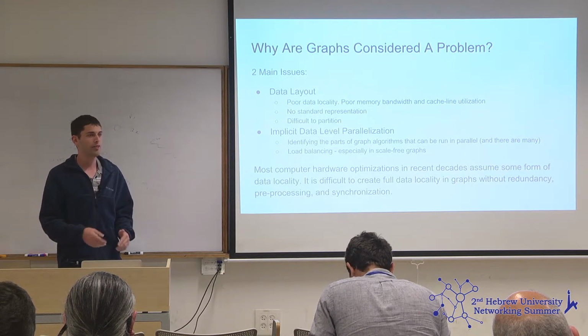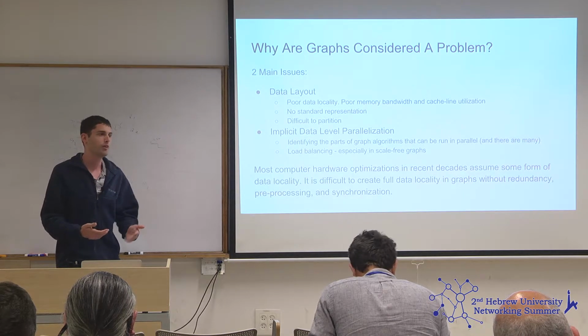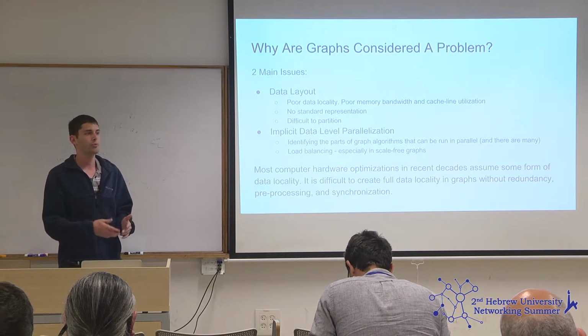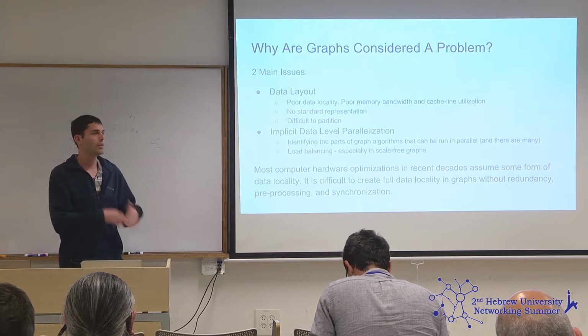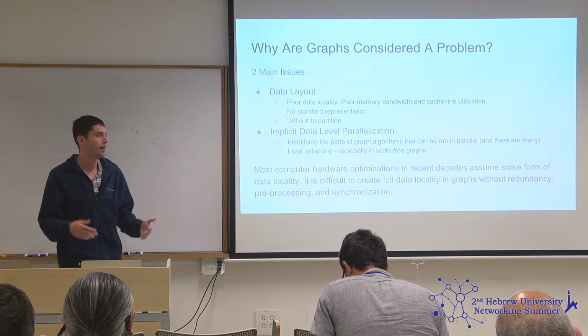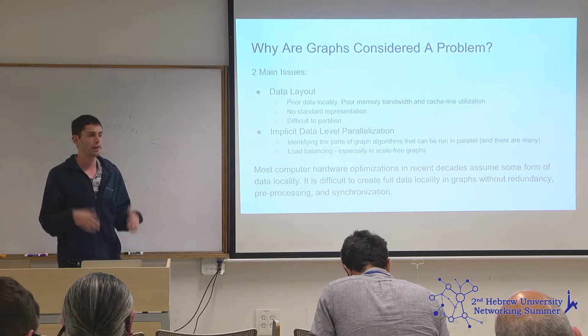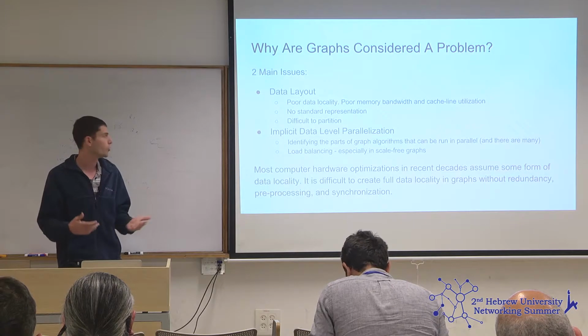The second problem is implicit data level parallelism. When we do a dense matrix multiply or other data parallel activities, we know how to block them, how to partition them well to run them fast and parallel. In graphs, the parallelism is a little bit less exposed, so it requires a bit more work to expose it.